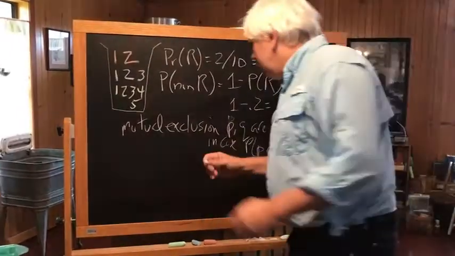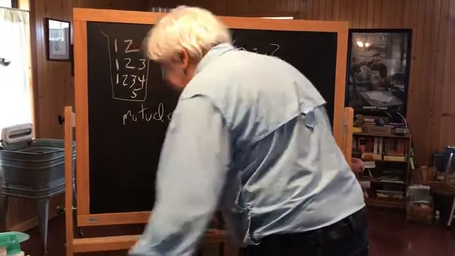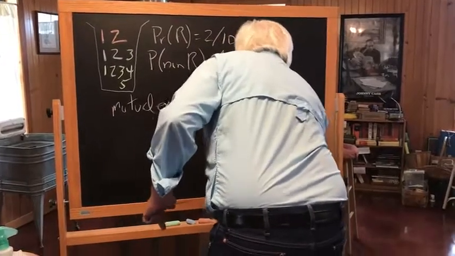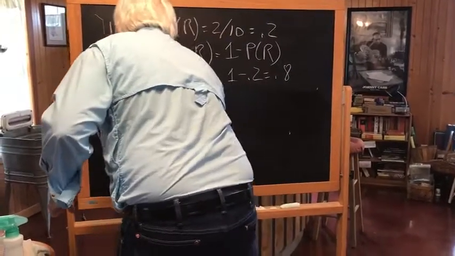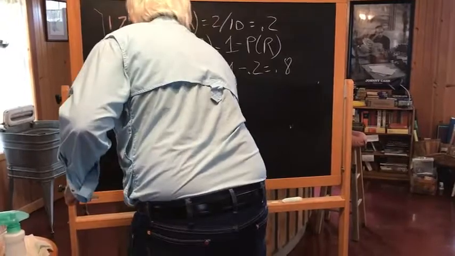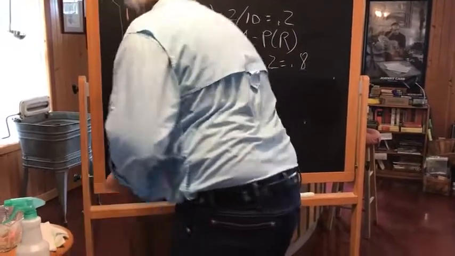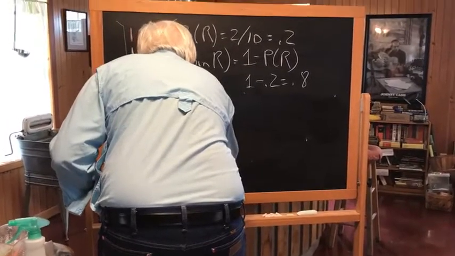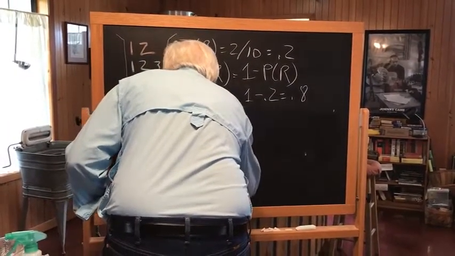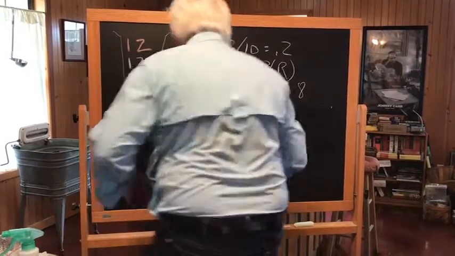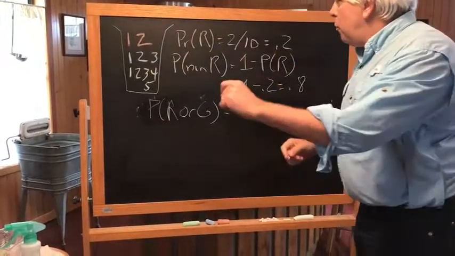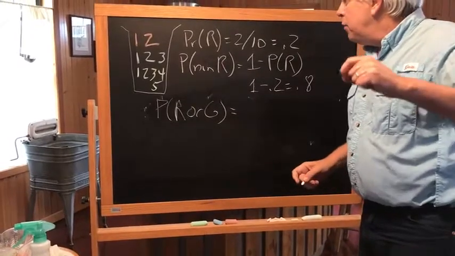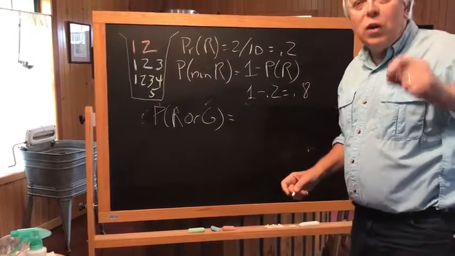So now let me take this definition off the board, and what I want you to consider is the probability of reaching into the jar and drawing a red chip or a green chip. The probability of reaching into the jar, pulling out one chip, not knowing what chip you're pulling out, and that chip being either red or green.